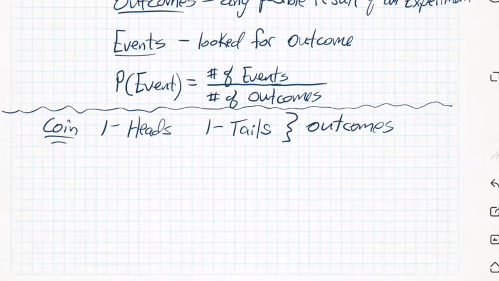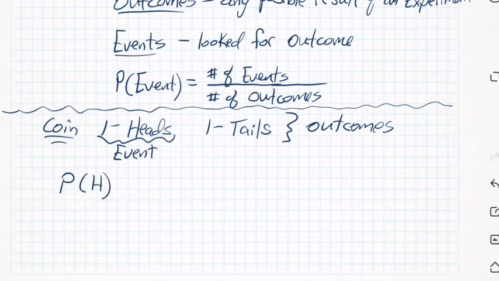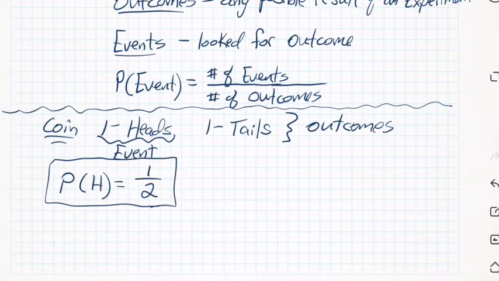So it has outcomes, one heads, one tails. It has one event, just the heads. And if we counted them, we would say that the probability of flipping a head, the number of events would be 1, and the number of outcomes would be 2, the one head and the one tail. So we can say the probability of the event of flipping heads is 1/2.